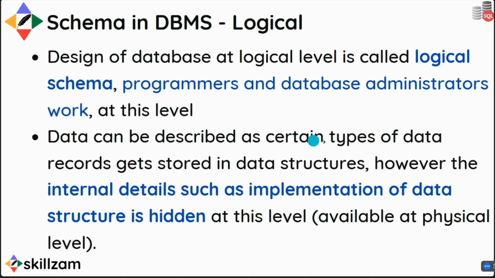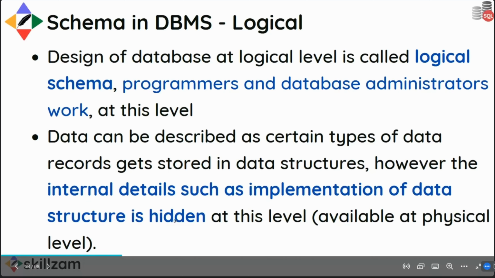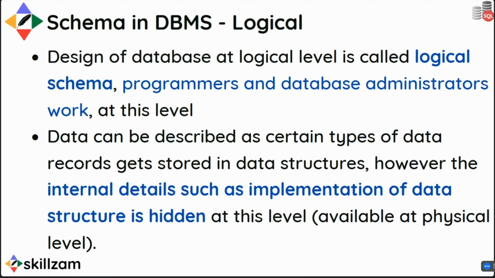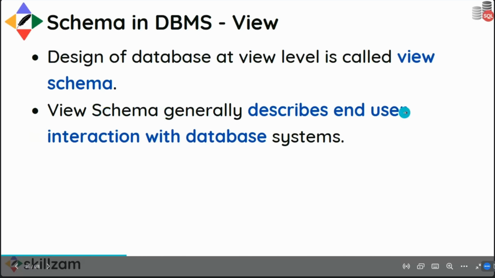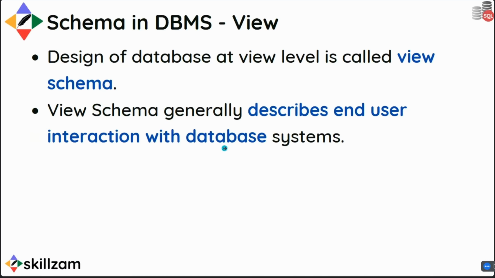The data can be described as certain types of data records that can be stored, but the internal details, such as the implementation of the data structure, are hidden at this level. It's not shown at the logical level, because that is again part of data abstraction. And then finally, there is a view schema, or the design of the database that happens at the view level. The view level is where the user interacts with the database, right? In the same way, the view schema generally describes the end user interaction with the database systems.